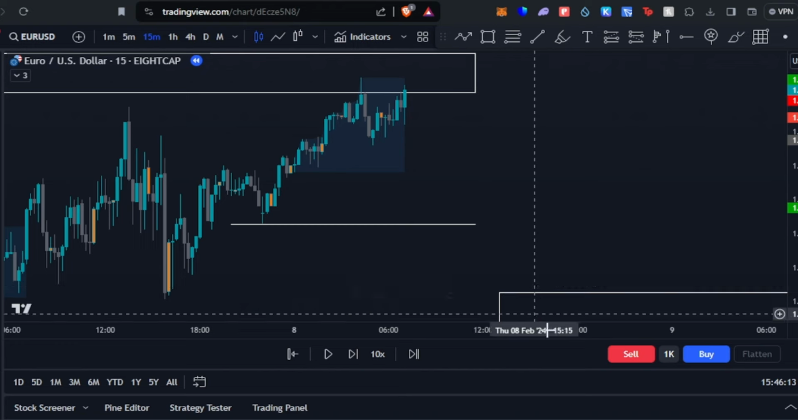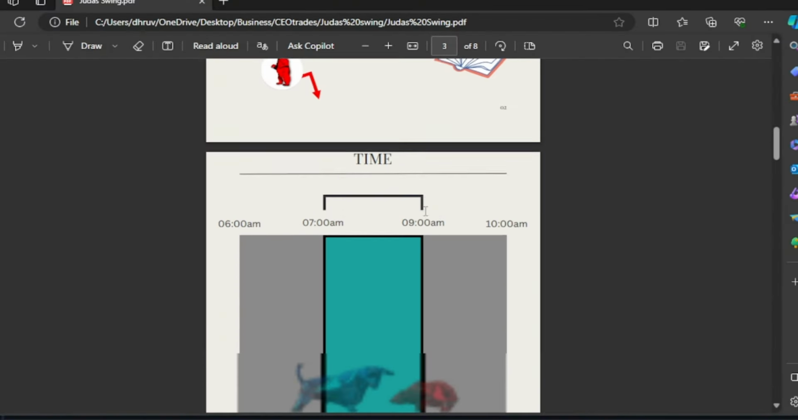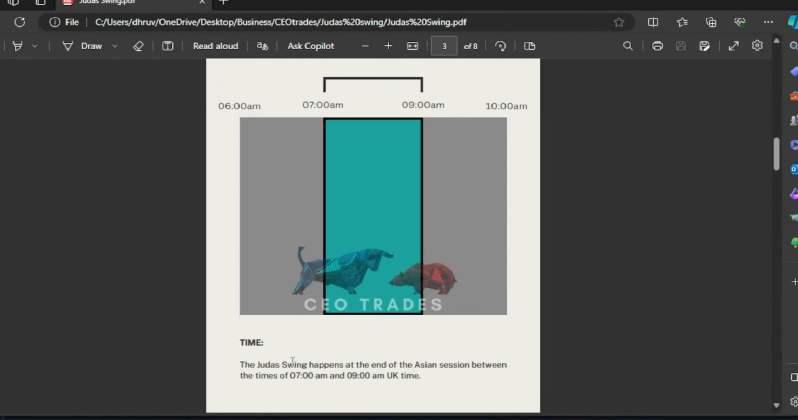Now, let's go straight back into the analysis of this trade. Our next step is to understand that the JUDAS swing happens at the end of the Asia session between the times of 7 and 9 a.m. UK time. Now, change this according to your own time zone, but the number one thing that I want to stress is that this is our time window for the JUDAS swing to happen, not for a setup to form.